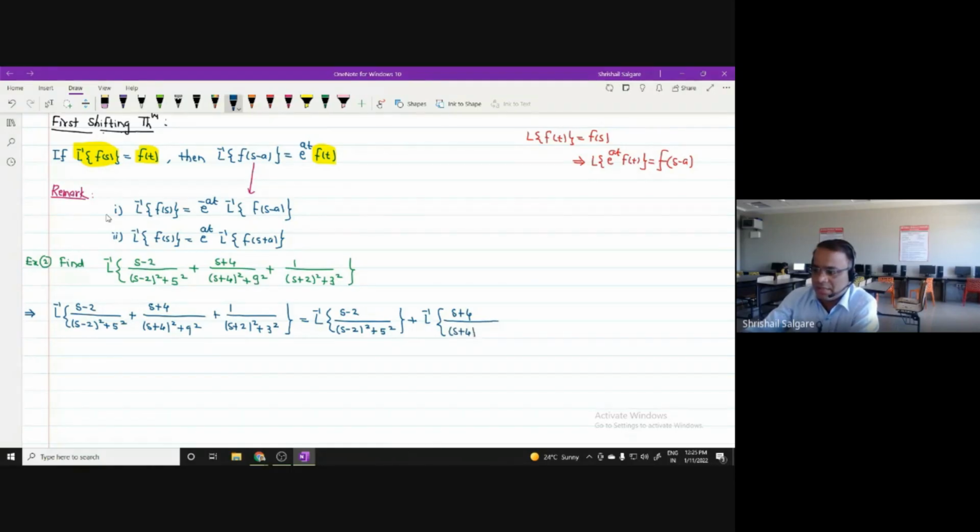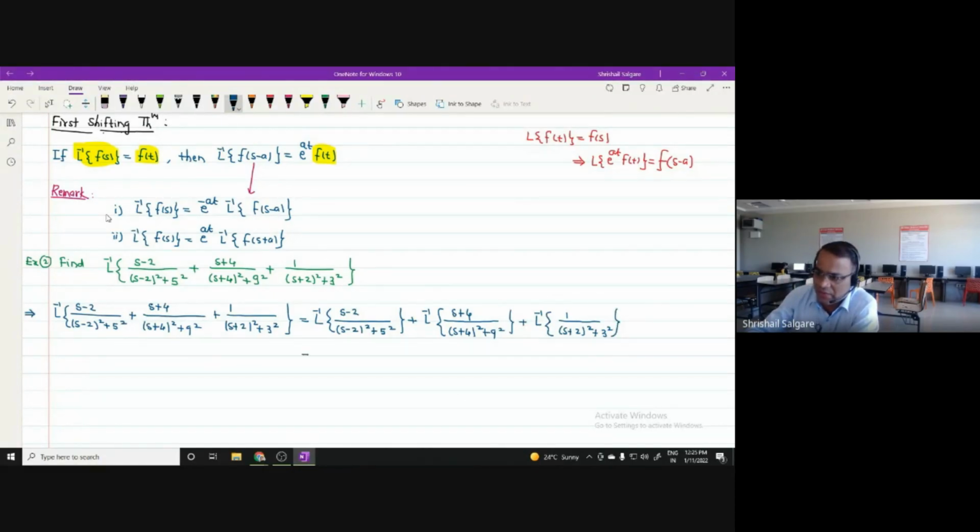This is s plus 4 square plus 9 square plus L inverse of the last one, which is 1 upon (s plus 2) bracket square plus 3 square. I think there is no issue related to this step.